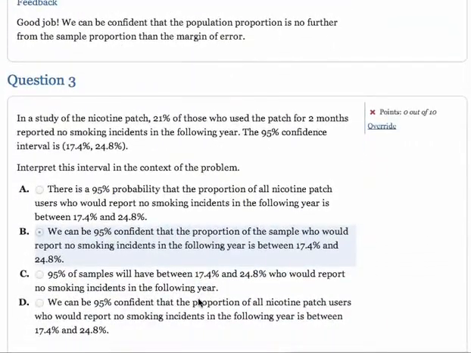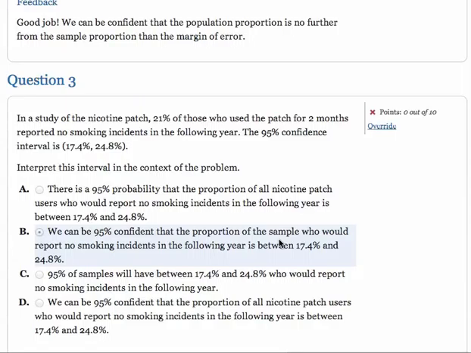Question 3. Okay, so let's see what's going on here. We're just asked to interpret a confidence interval in the context of the problem. You chose answer B. So let's see why that's not right. Answer B says we can be 95% confident that the proportion of the sample who report no smoking incidents in the following year is between 17.4% and 24.8%. If you think about it, remember that the confidence interval is used to make a statement about the population value, not the sample value. So that's what's wrong with this one.